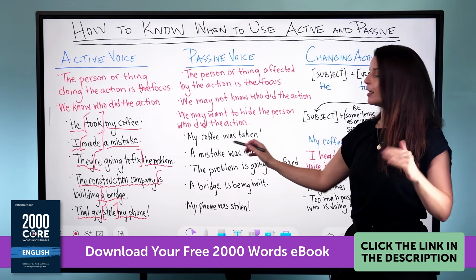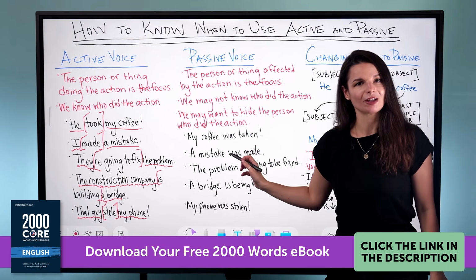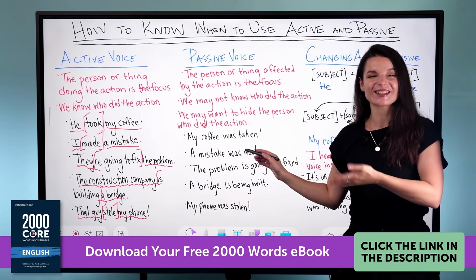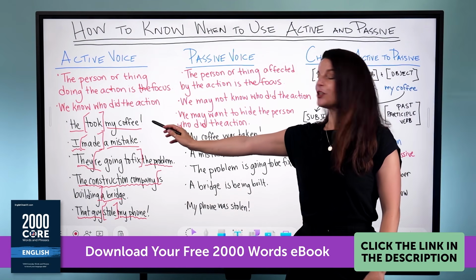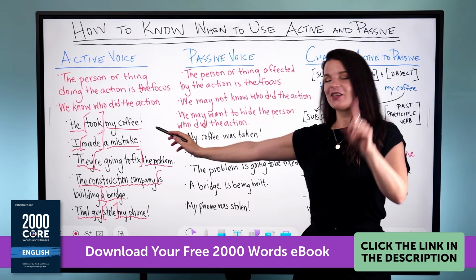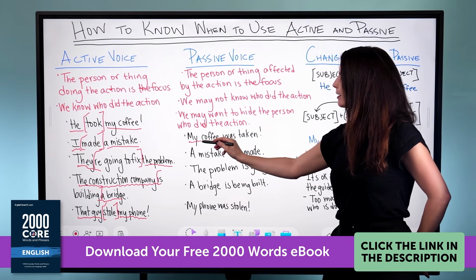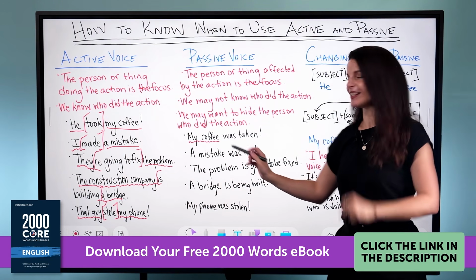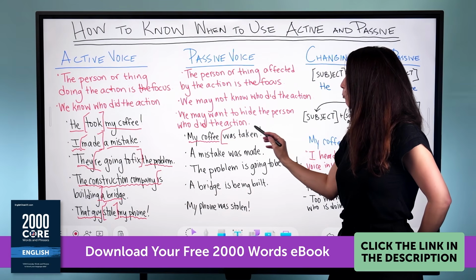My coffee was taken. My coffee was taken. This is the passive voice form of he took my coffee. Okay, so notice here, our subject is my coffee. This becomes the focus of the sentence. Then we have was taken.